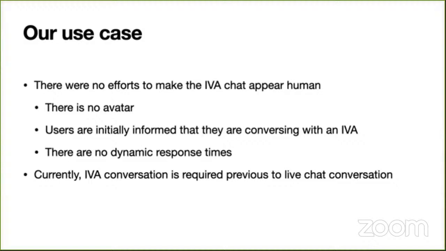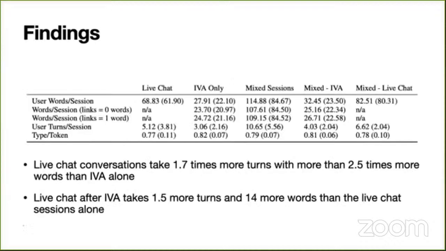For the IVA implementation in this study, there is no attempt to make the IVA appear human. There's no avatar. The initial message states that it's an IVA, and there is a nominal static delay, as the immediate response reportedly felt uncomfortable to those who were in charge of user experience. Also, currently, there is no way to live chat without interacting with the IVA first. This is a reflection of the success of the implementation in meeting the quality goals of the IVA.